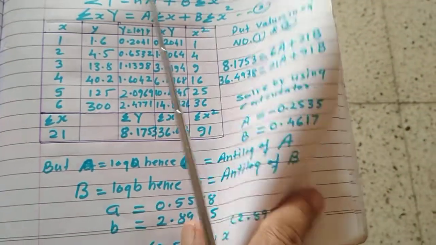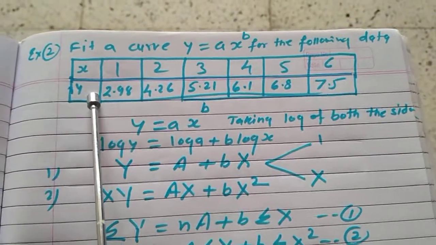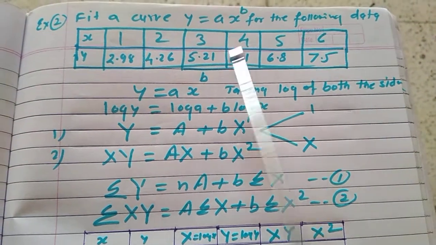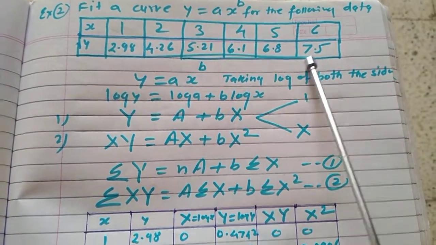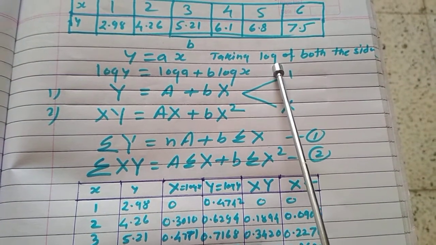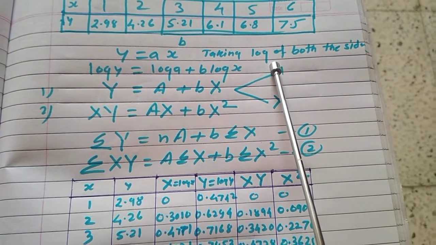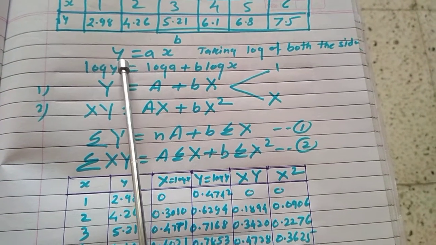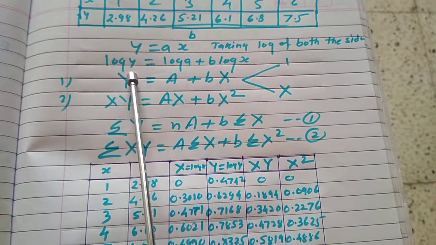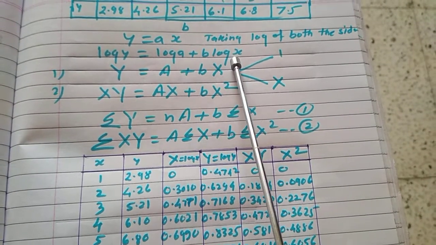Now the second type of exponential curve. My second problem is: fit a curve y is equal to a x raised to power b for the following data. Again you know the x table, you know the y table. Y is equal to a x raised to power b, taking log again to the base 10 by the calculator's log button. So taking log of both sides, log y is equal to log a plus b log x. Now the power is b, the base is x.